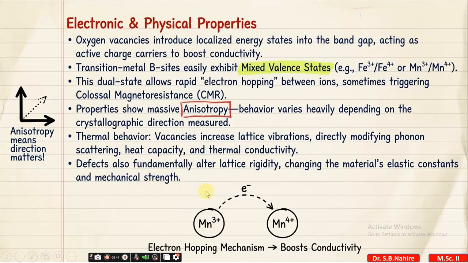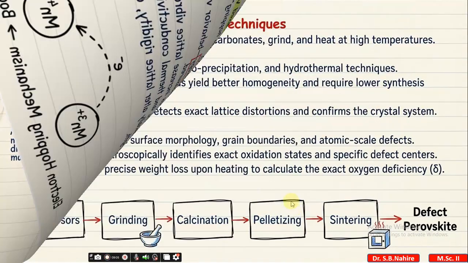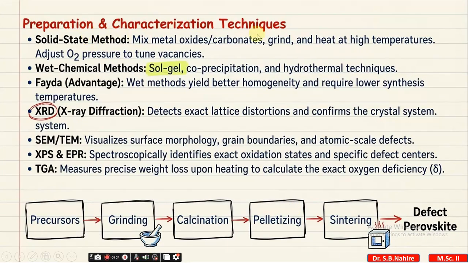Now look at the diagram at the bottom. You can clearly see electron hopping between Mn3+ and Mn4+ ions. This movement of electrons increases conductivity. So remember this key idea. Oxygen vacancies and mixed valence together improve electrical and physical properties. In the next slide, we will study preparation and characterization techniques.